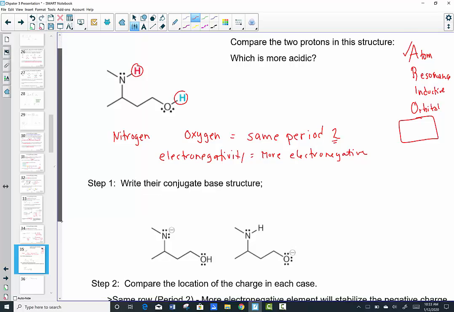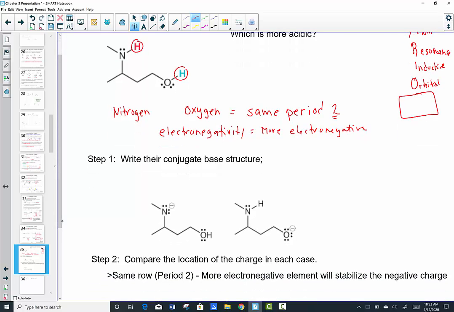Visually, look at the conjugate base. When hydrogen is removed from the nitrogen, remember how this bond collapses and forms a second lone pair on the nitrogen. This is the conjugate base of the red proton up above. Here, if this hydrogen is removed, the bond collapses and puts an extra pair of electrons on the oxygen. This is the conjugate base of the blue proton.